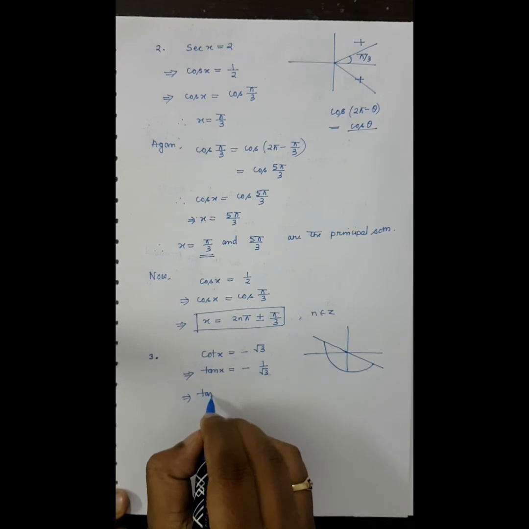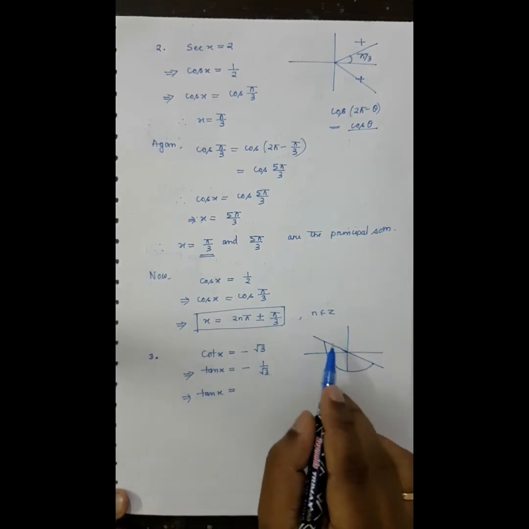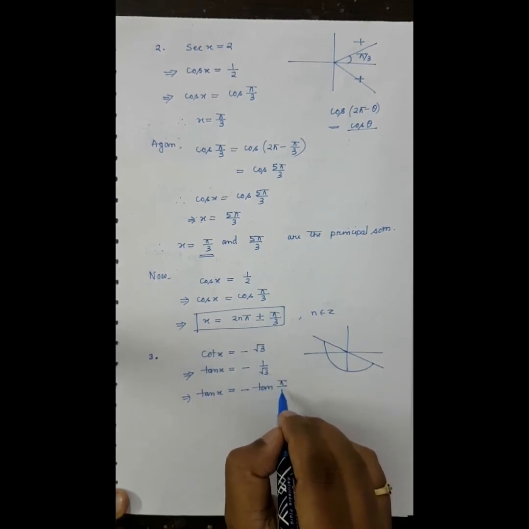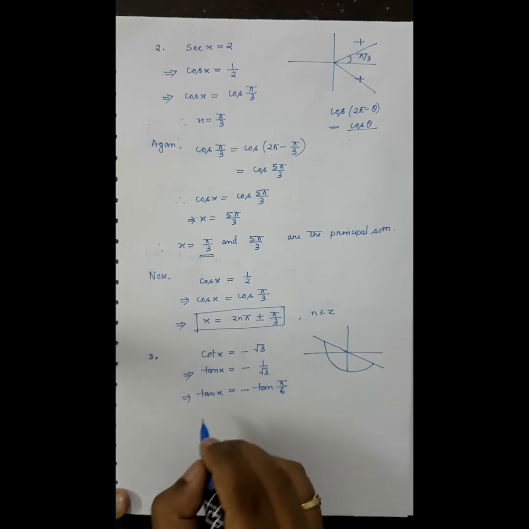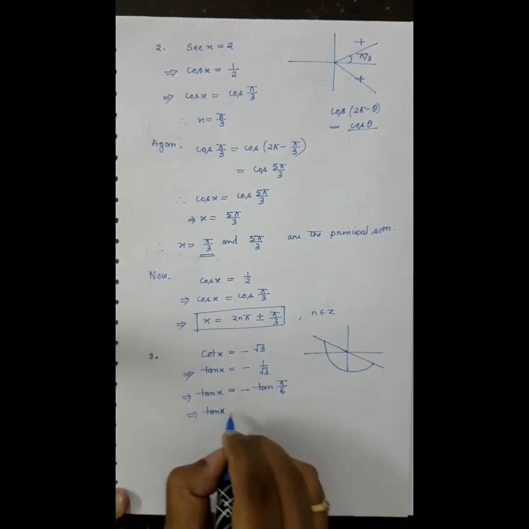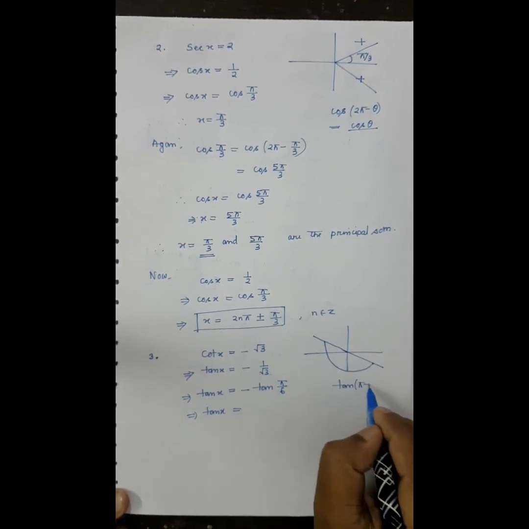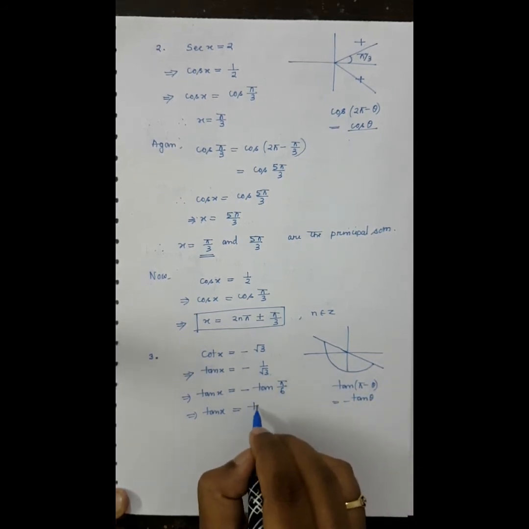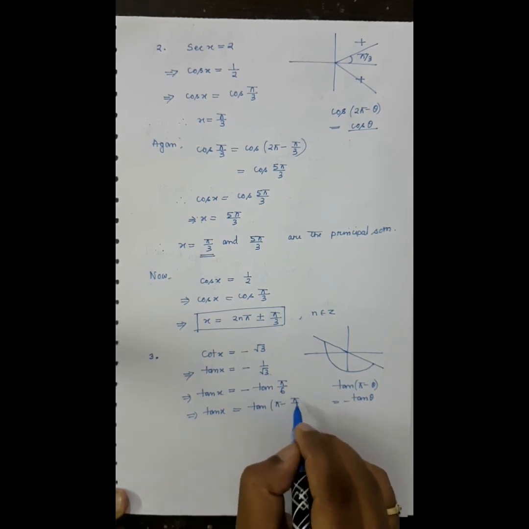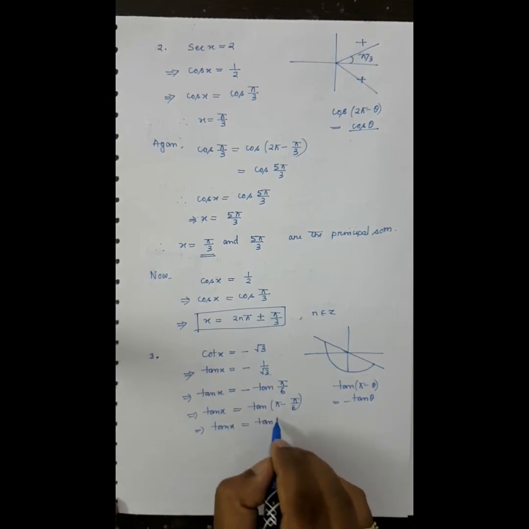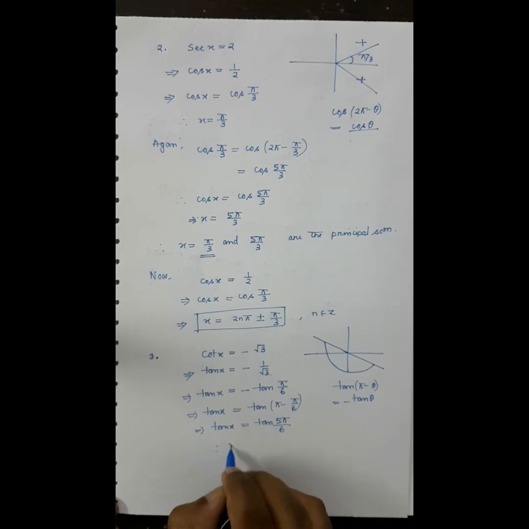So remember that tan theta is negative in the second quadrant. So it is minus 1 by root 3. That means it equals minus of tan pi by 6. Tan 30 is equal to 1 by root 3. Now we need to get the angle in the second quadrant. So again you can write tan of pi minus theta is equal to minus of tan theta. This is an acute angle, so it will be equal to tan of pi minus pi by 6. So tan x is equal to tan 5 pi by 6. So x equal to 5 pi by 6 can be a solution.